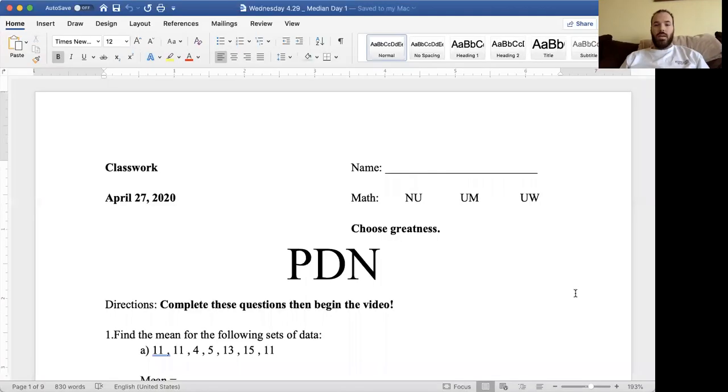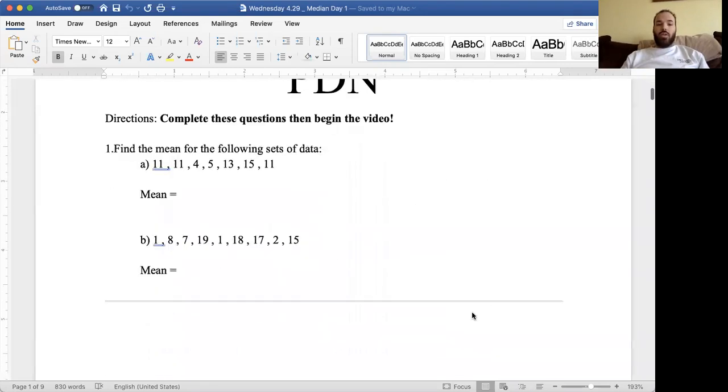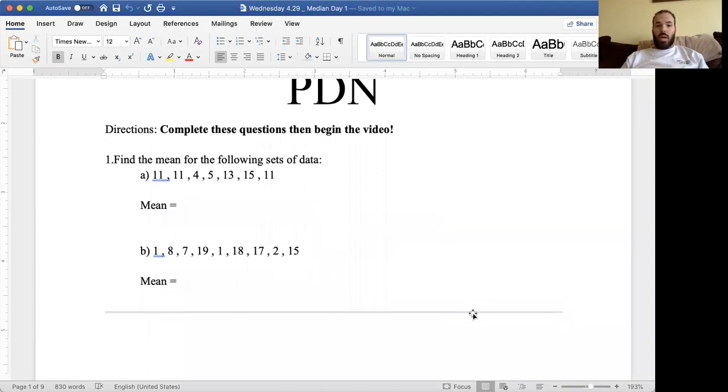Good morning, sixth graders. The last 2 days we have been working on mean. Mean is another measure of center that tells us the average of a set of data. Today we're going to work on a second measure of center called median. So go ahead and complete your 2 PDN questions, pause this video, and come back when you're ready to check the answers.